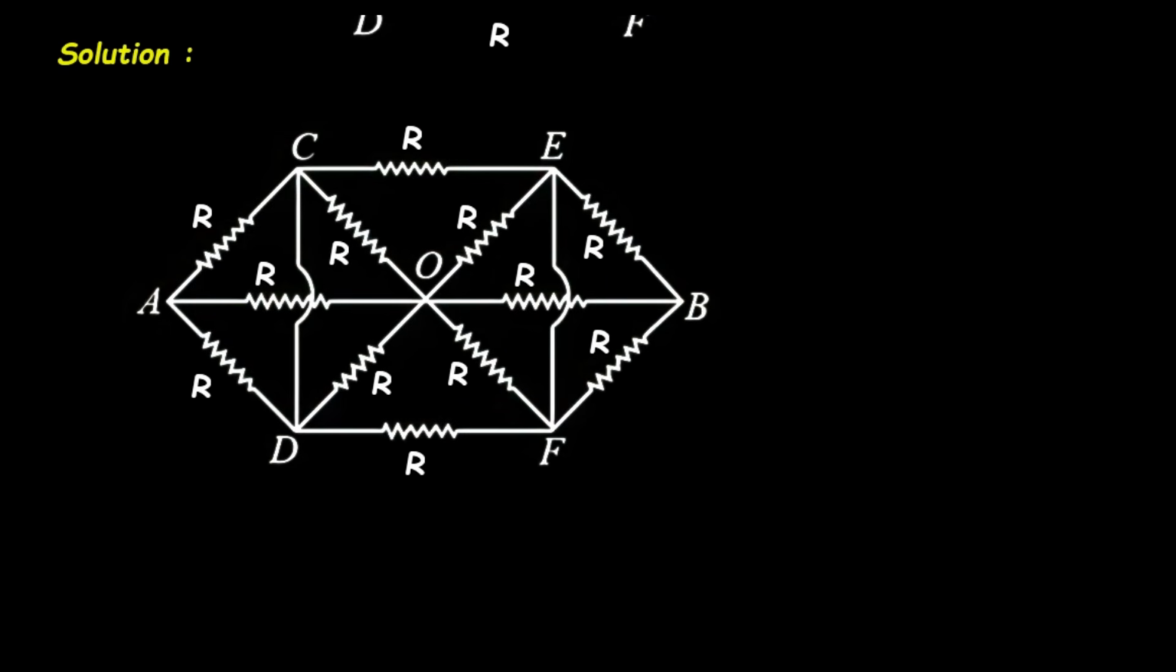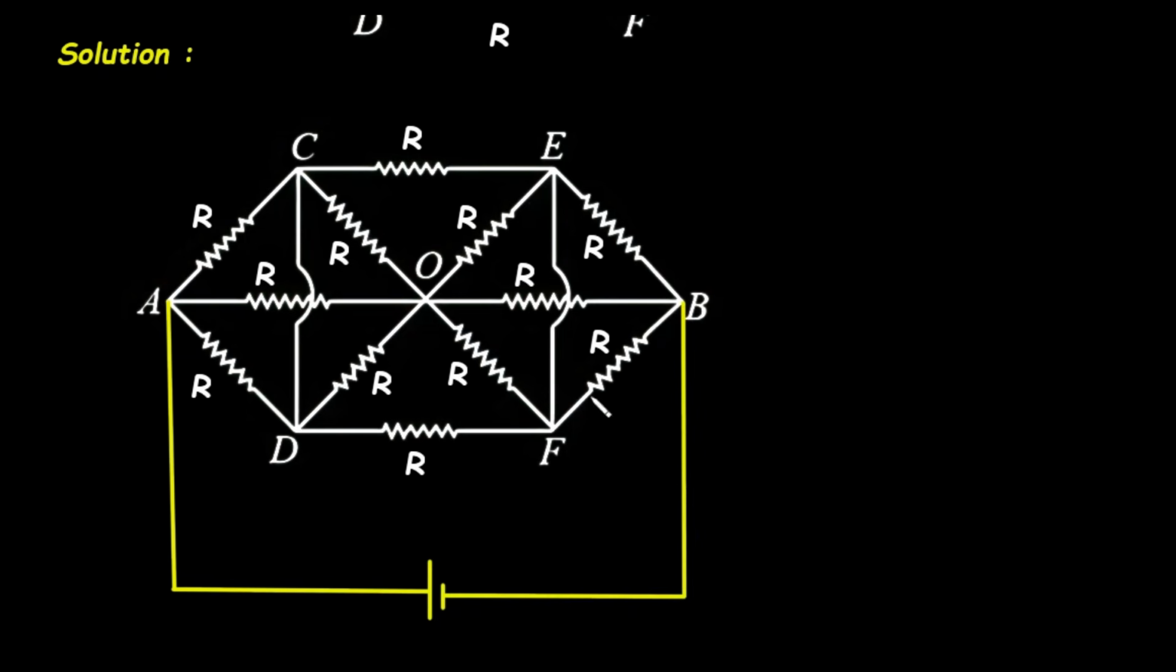Now here we have to determine the equivalent resistance between terminals A and B, and we can see all the resistances have the same resistance R. So here we can apply the principle of symmetry. Before that, we will apply a voltage source between terminals A and B. Let's say we apply voltage V.